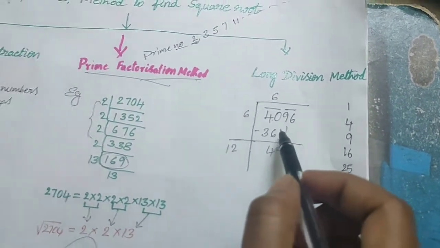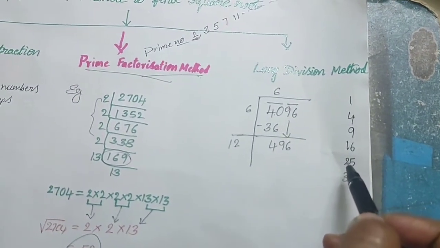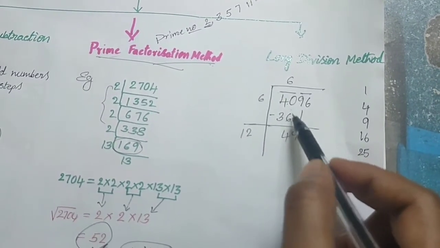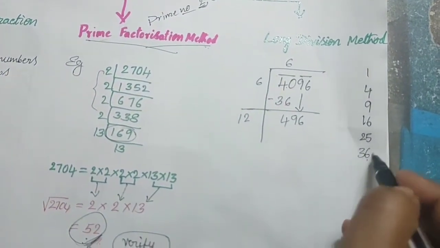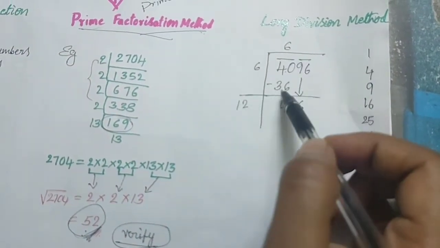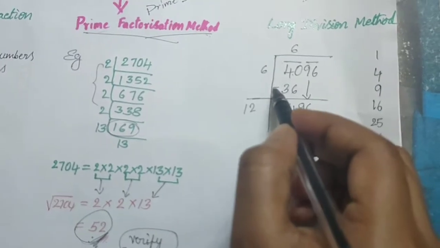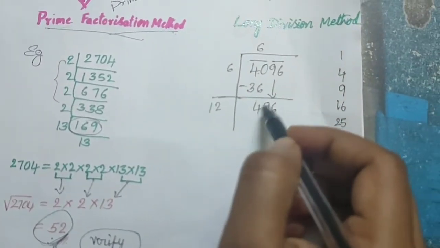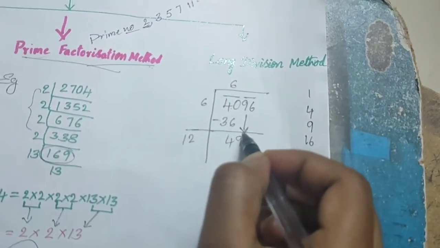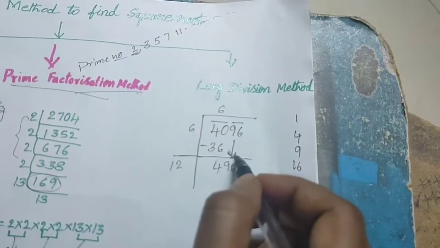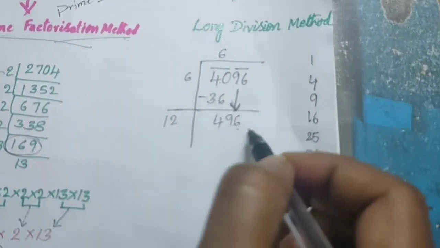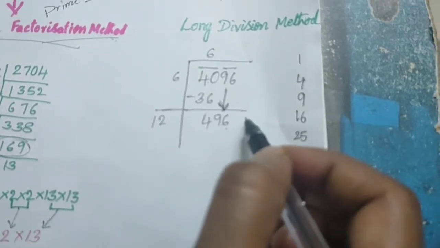Now you can select any one square number that is less than 40. That is 36. So now write 36. 6 into 6 is 36. Now subtract. The answer is 4. Now you take this 96 whole group here. That is 496.